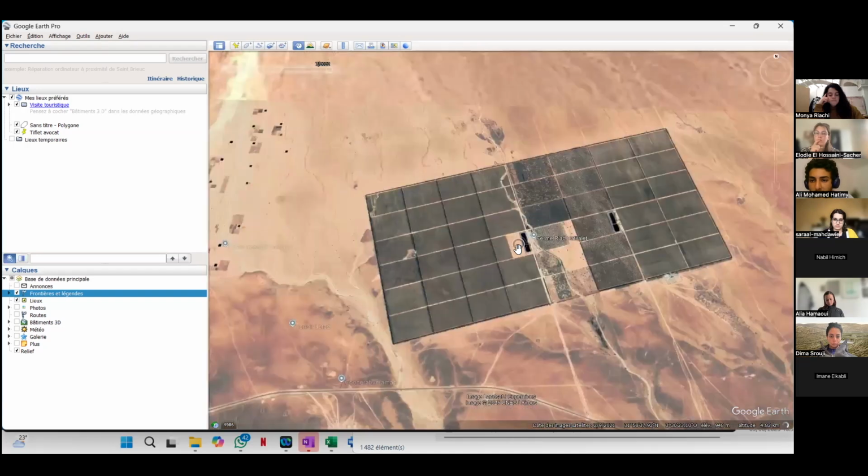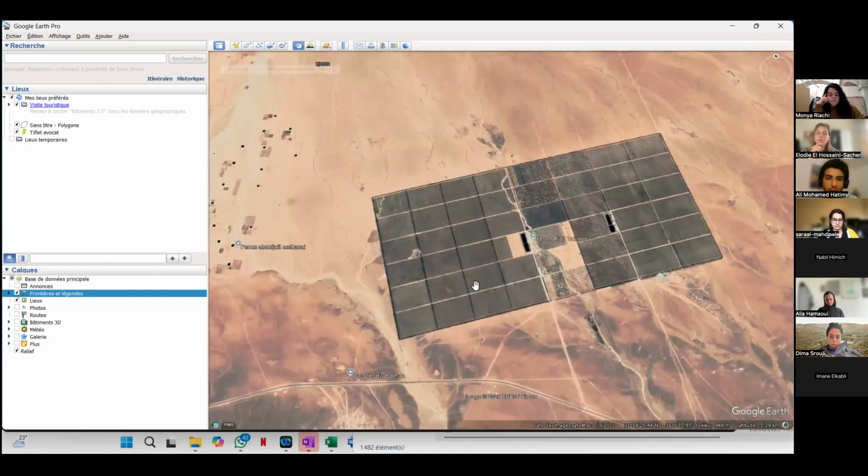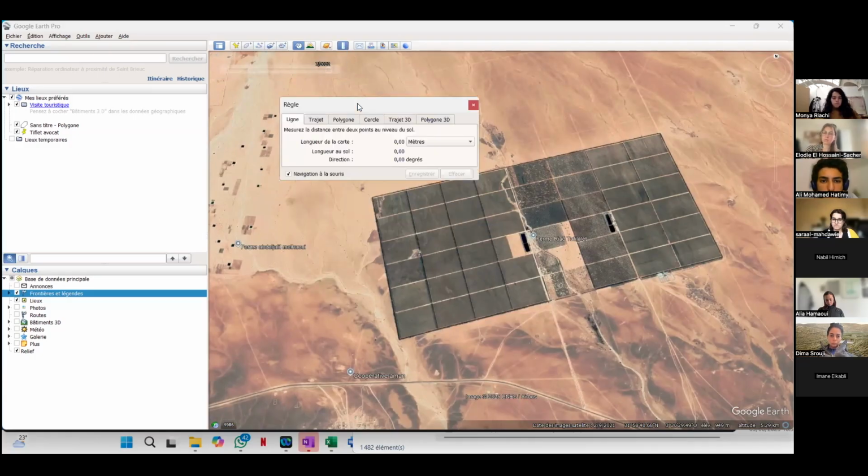So you can see that you have huge areas like this. You can even measure the areas of those agricultural lands here. So let us try, just for one single farm.